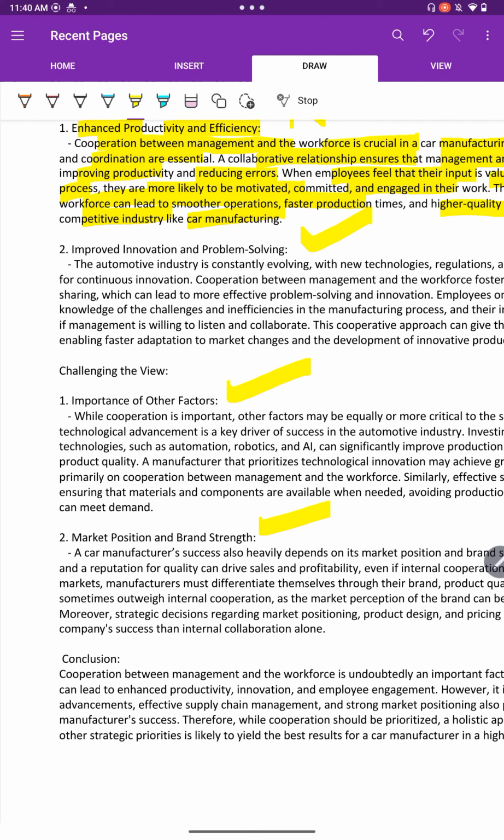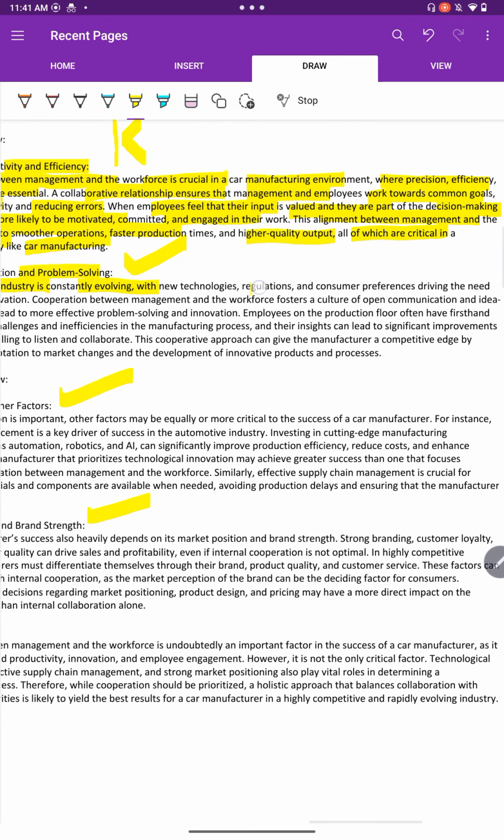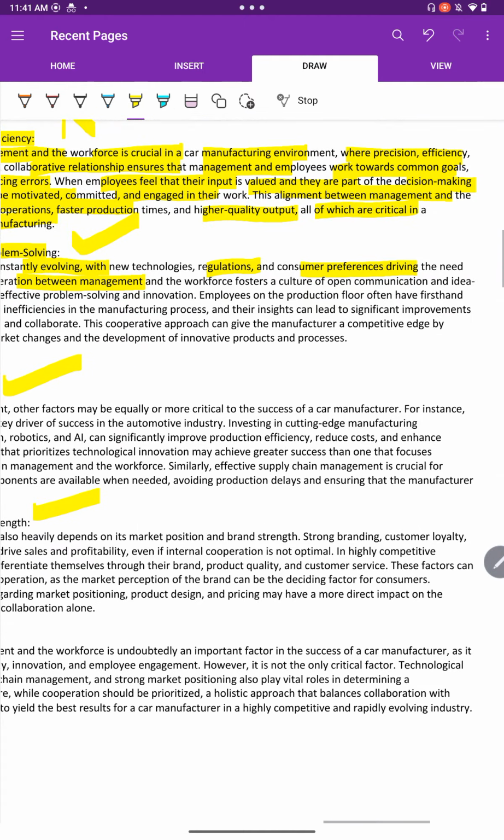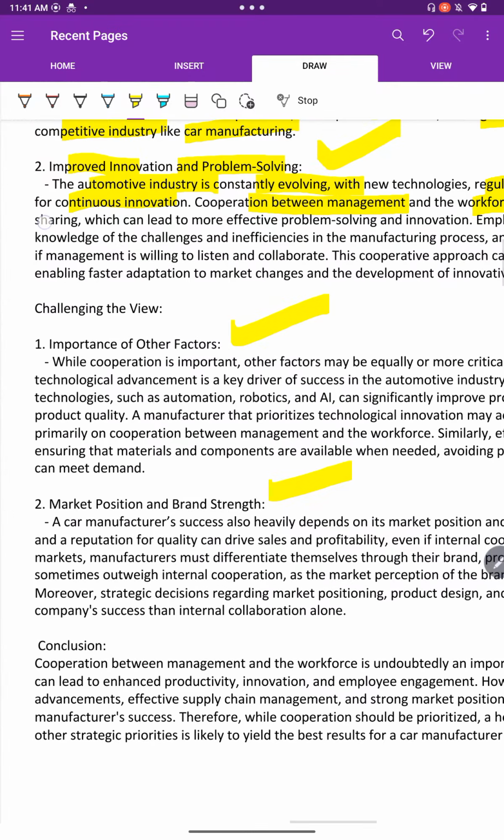Now the second point: improved innovation and problem solving. The automotive industry is constantly evolving, with new technology, regulations, and consumer preferences driving the need for continuous innovation. Cooperation between management and the workforce fosters a culture of open communication and idea sharing, which can lead to more effective problem solving and innovation.